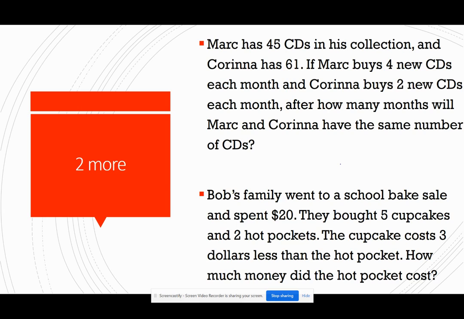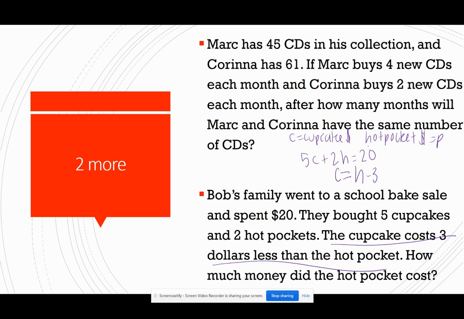So in total, it cost $20. They had 5 cupcakes. So we're going to say C is cupcake cost or price, and Hot Pocket price is H. So they bought 5 cupcakes and 2 Hot Pockets to give you $20. Well, they spent $20. The cupcake cost $3 less than the Hot Pocket. So the cupcake is $3 less than the Hot Pocket. We know that means H minus 3. So we're going to plug this in for C, because that's what C equals.